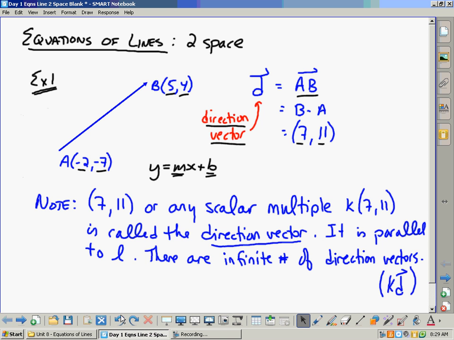So we have 7, 11 is a vector, but so is any scalar multiple. And I'm representing that scalar multiple with the k part. So I could multiply it by 2 or 6 or negative ones as well, right? Because since I'm describing a line, I could describe the line in the positive direction or the negative direction, it doesn't matter. So they're all called direction vectors. It's parallel to L, and there are an infinite number of direction vectors for every vector, because you can multiply it by any scalar multiple, not just 1, 2, 3, 4, but any decimals and any negative, in any direction you want.